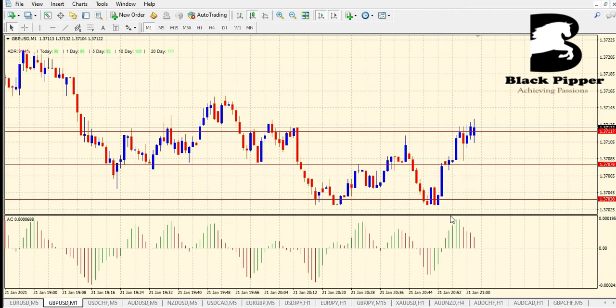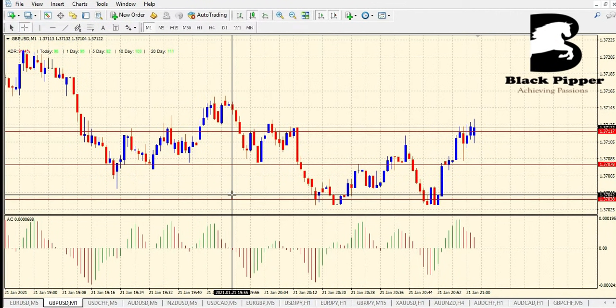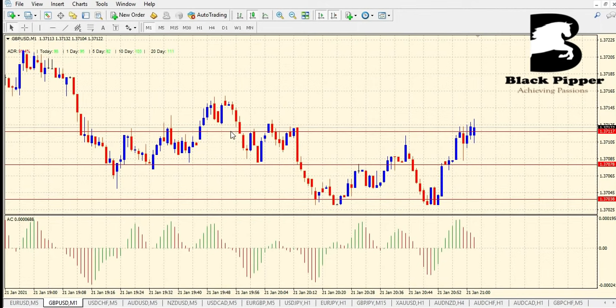Similarly, the same way you can trade a sell signal as well. See the accelerator bar here. The bars went up, then started declining, and here you can see the red bar below the zero mark. This is your entry. So which candle is it? This is the candle.